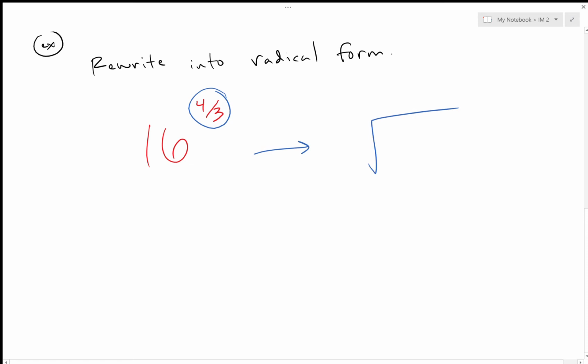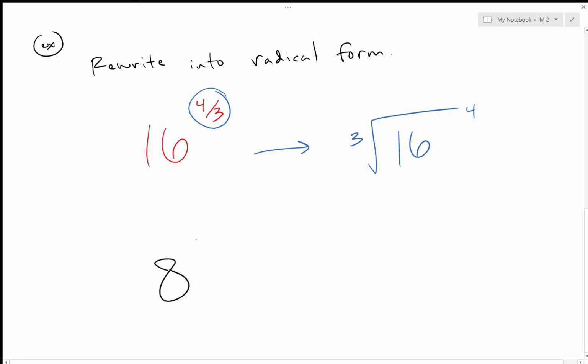So let's write the radical symbol. The part that stays inside is the base, the 16. And now we got choices. The 4, the top number, is the a, that stays where it is here, and then the 3 travels to the front. And there you go, you've rewritten it. And for right now, that's all we have to do, just rewrite the form. So we've gone from exponent to radical form.